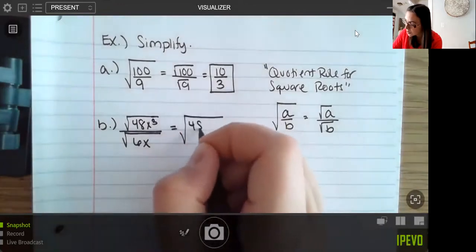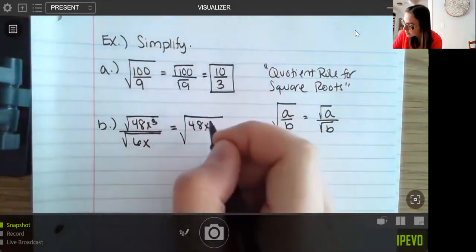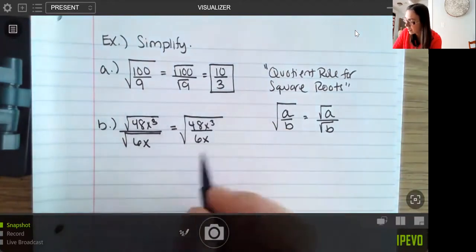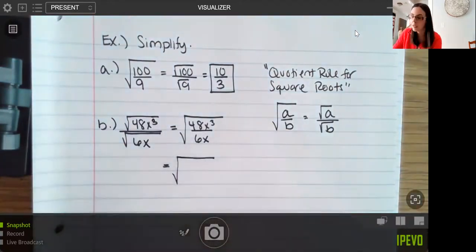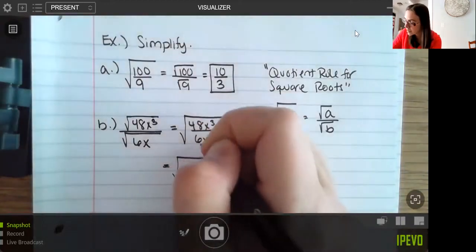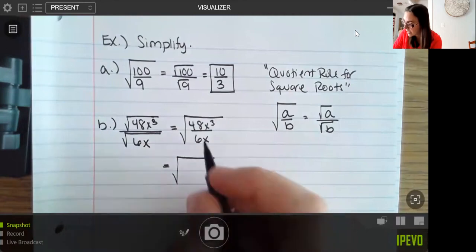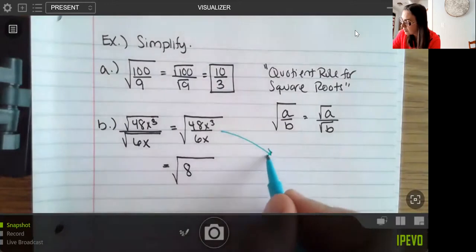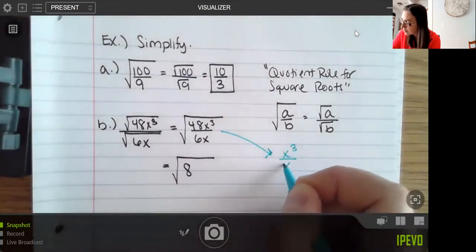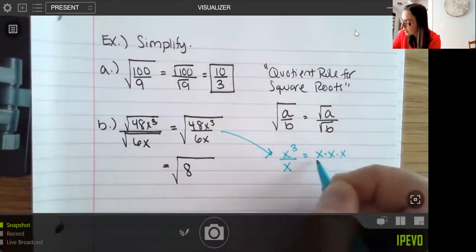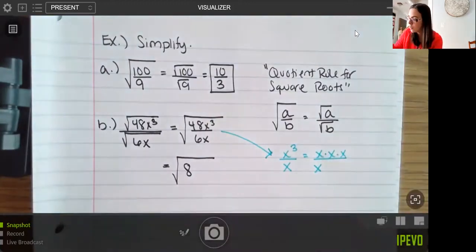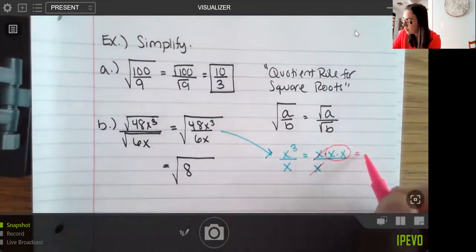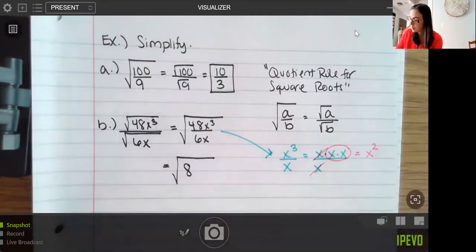So you can go in either direction. You can split them apart or you can bring them back together. So here I'm going to bring it back together. I'm going to simplify under the root. So here you have 48 over 6. And 48 divided by 6 is going to be 8. And then think about your x's for a second. Let me write this off to the side. You have x cubed in the numerator over x. So you have 3 x's in the numerator and 1 in the denominator. So what you're going to notice is that one pair of x's cancel, and you have 2 x's left in the numerator. Well, x times x is x squared. So this just simplifies to x squared.